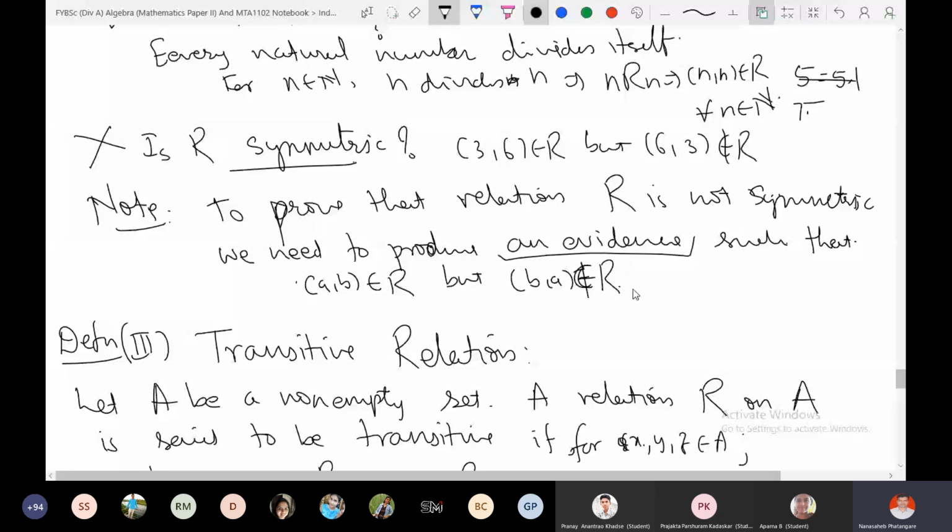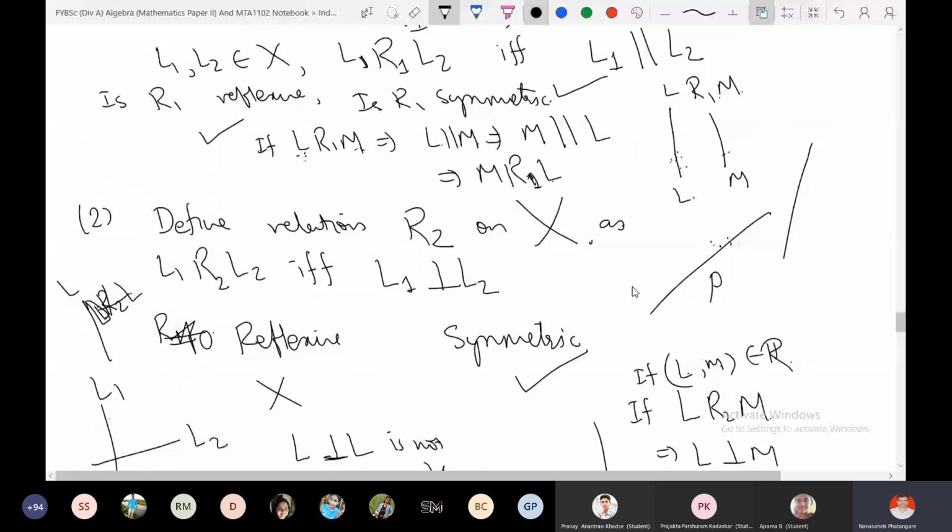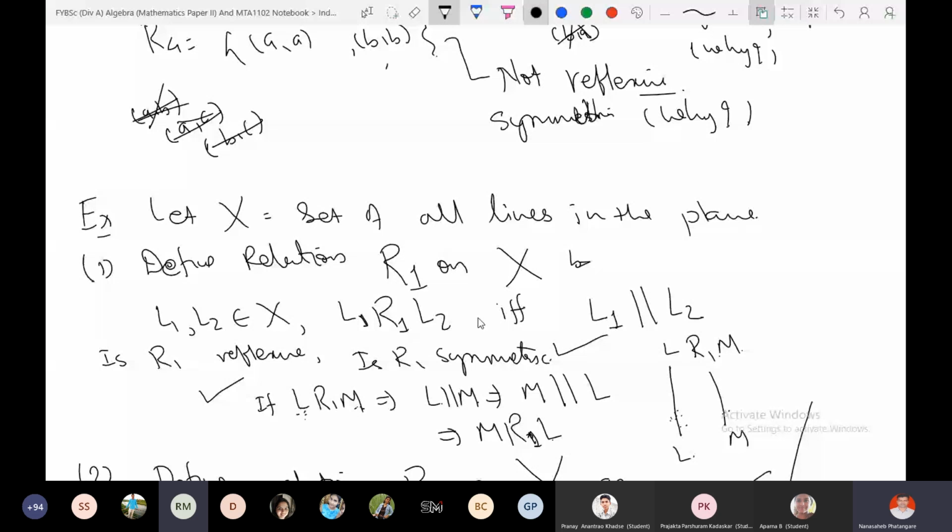Okay, now go back to our previous example, the set of all lines in the plane. What is my first relation? Two lines are related if and only if... Excuse me, sir. Yes. Sir, will an empty relation be transitive and symmetric? Yes, very good question.